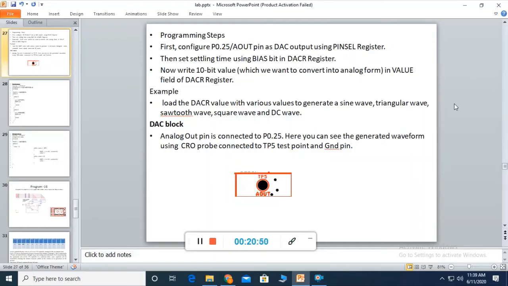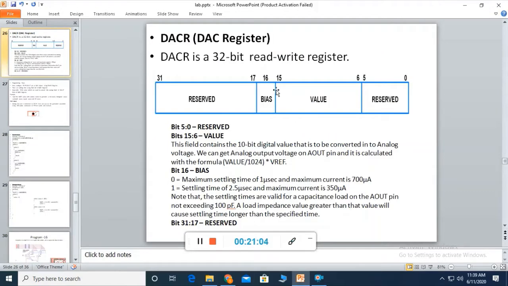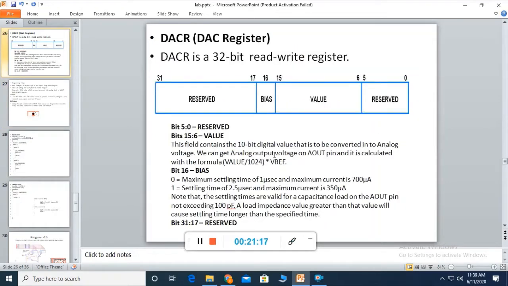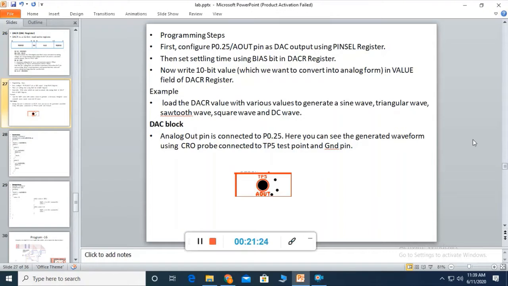So here what we are supposed to do is configure the AOUT pin, that is pin P0.25 of DAC, using the pin select register. Then set the settling time using the bias bit in the DAC register. So you can go with the desired settling time by setting this to 0 or 1. And you can write a 10-bit value in the value field of the DAC register. So whatever 10-bit value you want to convert to analog output is written into this DAC register. So these you should take care of.